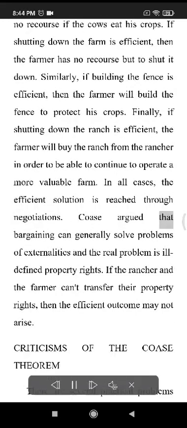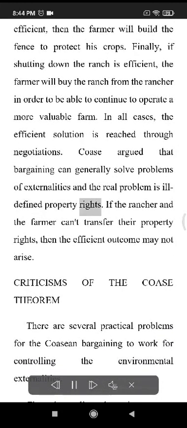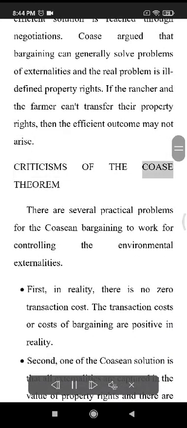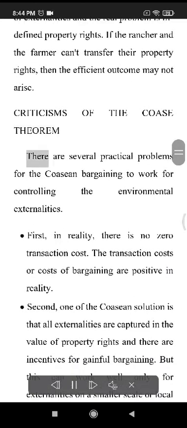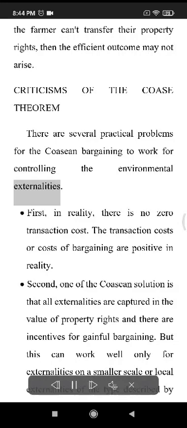Coase argued that bargaining can generally solve problems of externalities, and the real problem is ill-defined property rights. If the rancher and the farmer can't transfer their property rights, then the efficient outcome may not arise. Criticisms of the Coase theorem. There are several practical problems for the Coasean bargaining to work for controlling the environmental externalities.